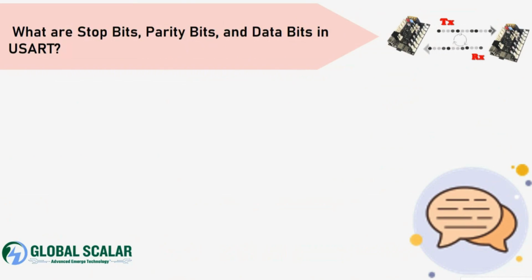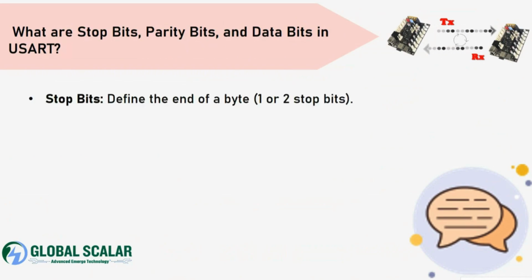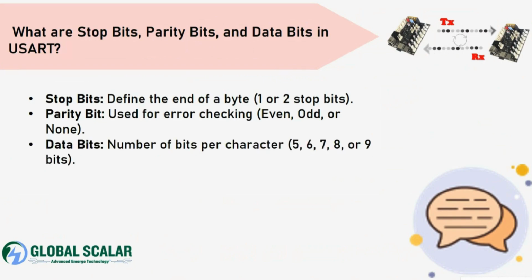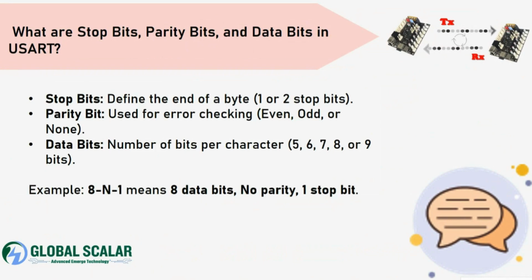What are stop bits, parity bits, and data bits in USART? Stop bit defines the end of the byte, 1 or 2 stop bits. Parity bit is used for error checking: odd, even, or none. Data bits is the number of bits per character. Here the data can be varied: 5, 6, 7, 8, 9 bits of data can be transferred. For example, in USART, 8N1 means 8 is the data bits, N means no parity, 1 is the stop bit.